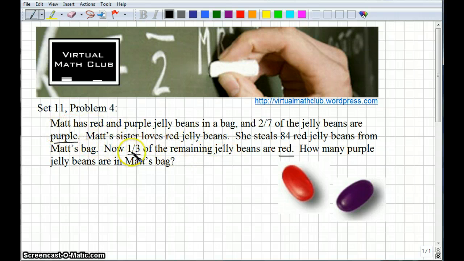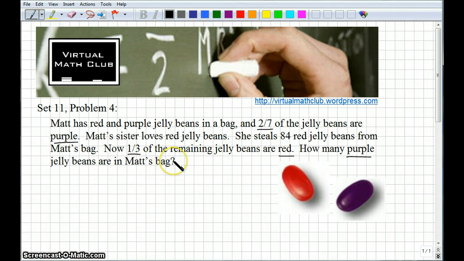Make sure you read carefully and know what they're talking about. So we're starting out with 2/7 of the jelly beans being purple, and after his sister steals some jelly beans, 1/3 of the jelly beans are red. The question asks how many purple jelly beans are in Matt's bag.